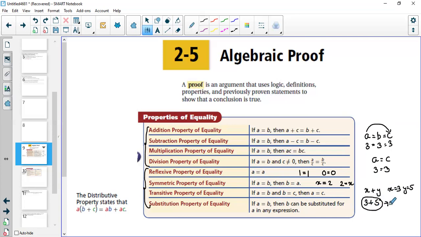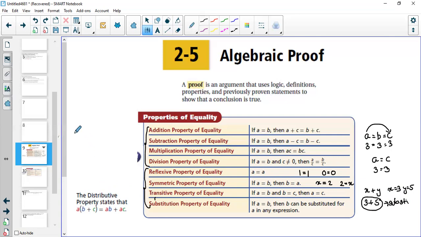You must have heard me using this word very often because these are mathematical words we use most commonly. Substitute means replace the numbers in place of letters or replace letters in place of numbers. That's called the substitution property. So these are the 8 properties you're going to be using to prove algebraic questions. And also one more thing is the distributive property.